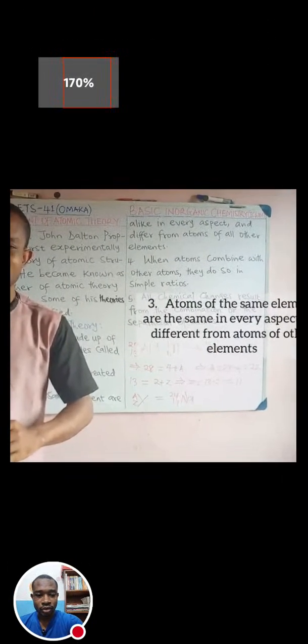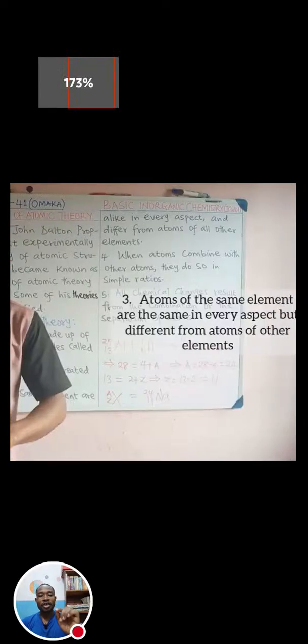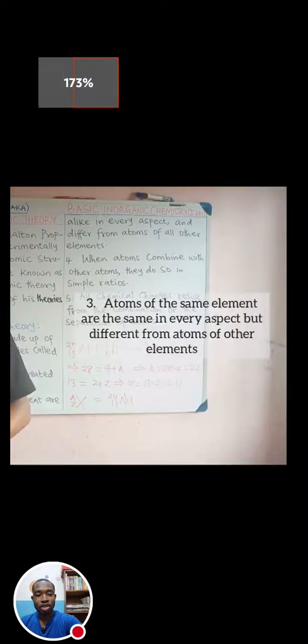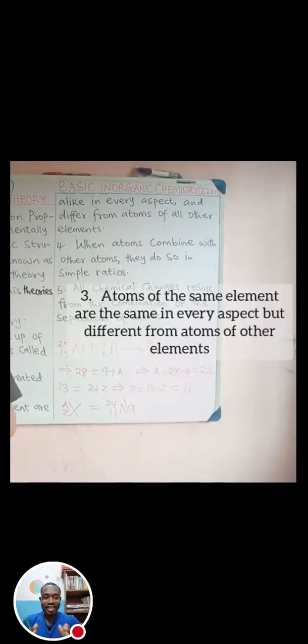Good. So, that is atomic theory number 3, according to John Dalton. The discovery of isotopes shows clearly that atoms of the same element are not the same in every aspect. They are not alike in every aspect, like Dalton proposed. The discovery of isotopes modifies that theory.